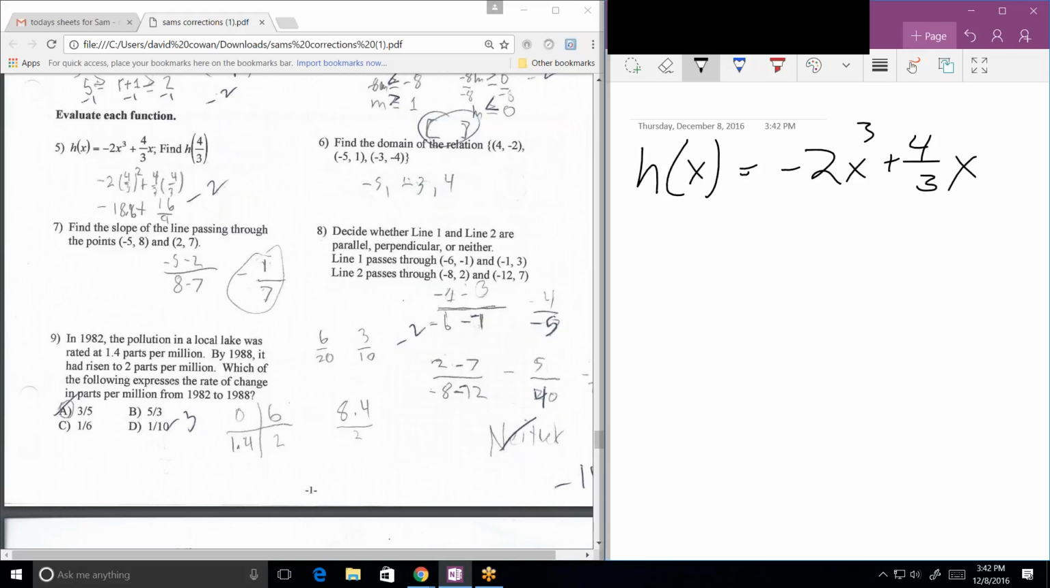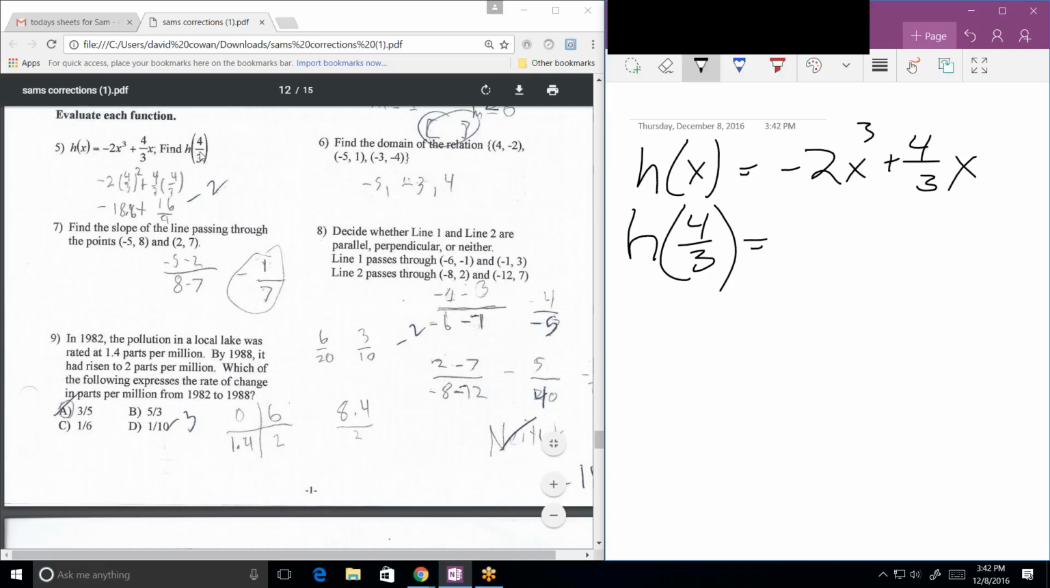What does it mean if I'm asking what h of 4/3 is? How am I going to get that? You have to divide everything by that. Well, you're going to plug in 4/3 for x. Yeah. Which is what it looks like you tried to do, only you wrote the wrong exponent there. You wrote a 2 instead of a 3.